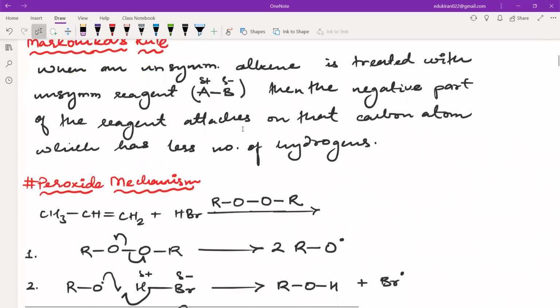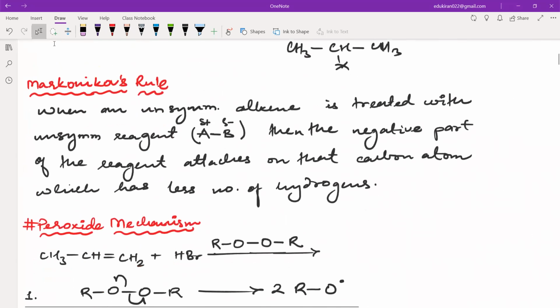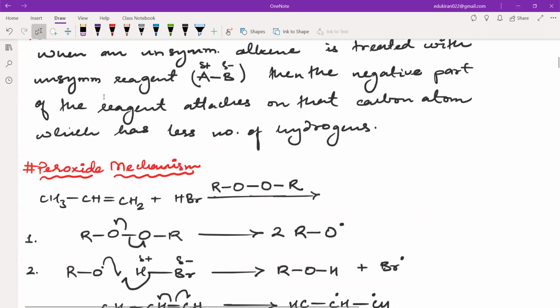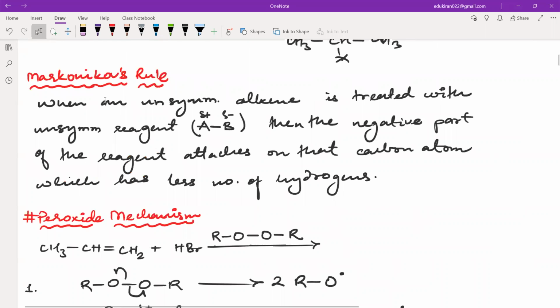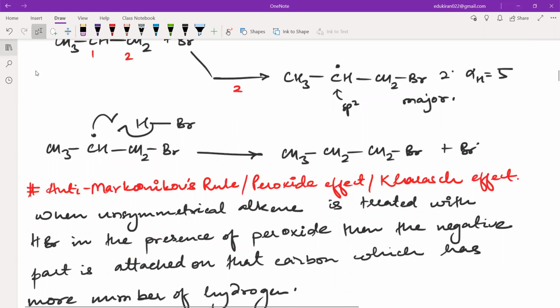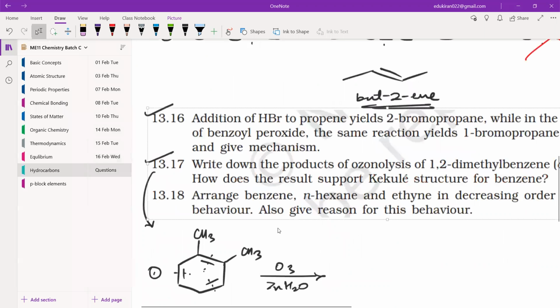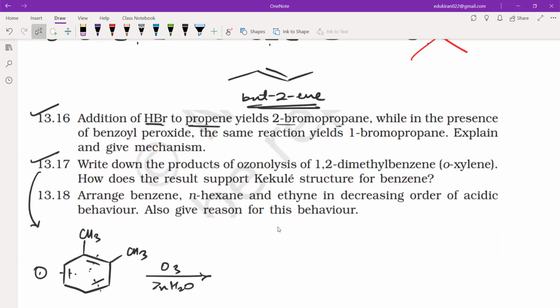So Markovnikov and anti-Markovnikov. ये तो हमने कहा था Markovnikov and anti-Markovnikov revise करने के लिए, right? So you have the mechanisms. You can just write. I mean, that is what is asked in the question. They have asked that adding HBr, propene, HBr to propene yields 2-bromopropane, while in the presence of benzoyl peroxide. So it is just a peroxide. Don't worry about this benzoyl part. It is a peroxide. You can just write the benzoyl peroxide like this. Don't worry about the structure.